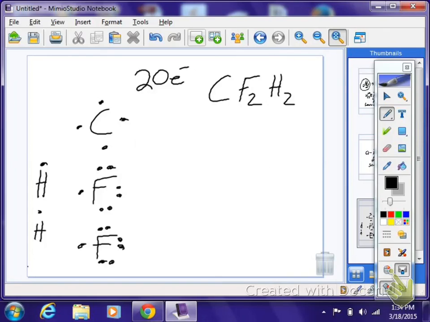Okay, it's the central atom. Pick out the central atom. Which one is it? C. Yeah, C. Okay?